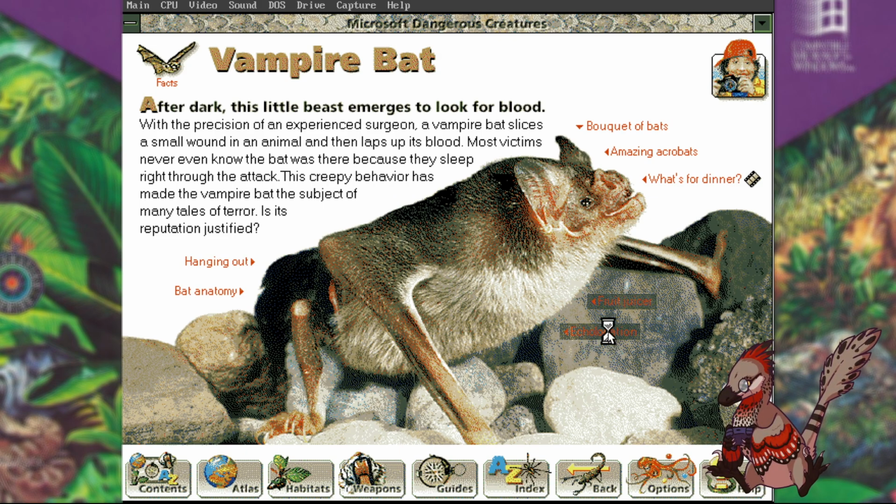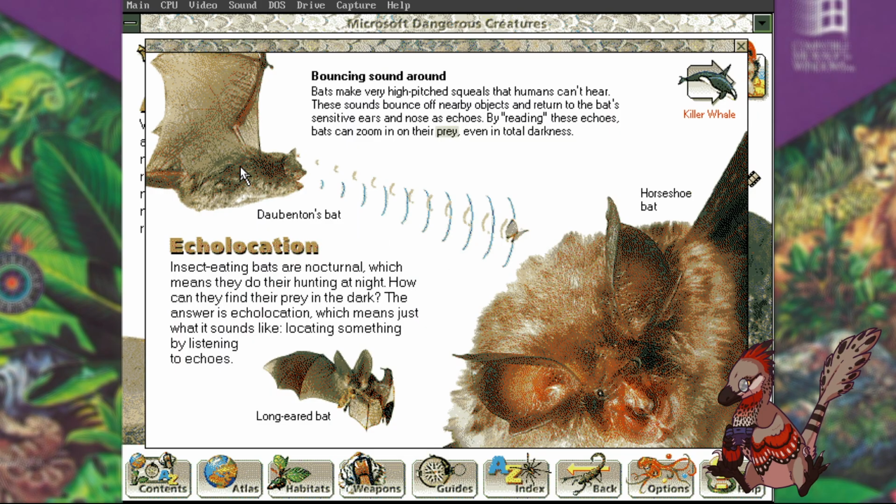Echolocation. No need for a roadmap. A bat reads echoes to learn what's nearby. Oh, they're so cute. They're so fluffy. Look how fluffy he is. Oh my god. Bats make very high-pitched squeals that humans can't hear. These sounds bounce off nearby objects and return to the bat's sensitive ears and nose as echoes. By reading these echoes, bats can zoom in on their prey, even in total darkness.